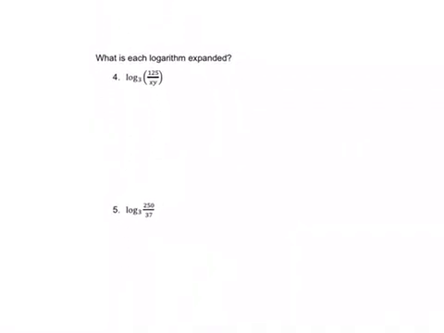Now the instructions say to expand each logarithm. So now I want to take one logarithm and expand it into more logarithms. My first step, again, I have a division right here. So that means I'm going to have the logarithm base 3 of 125 minus the logarithm base 3 of x times y. I'm going to use a parenthesis to expand that logarithm base 3 of x times y.